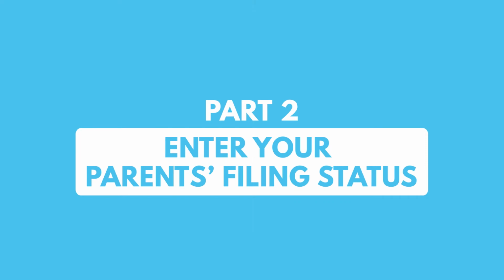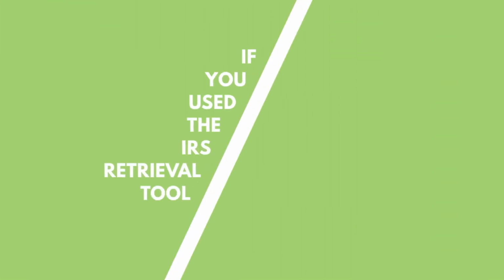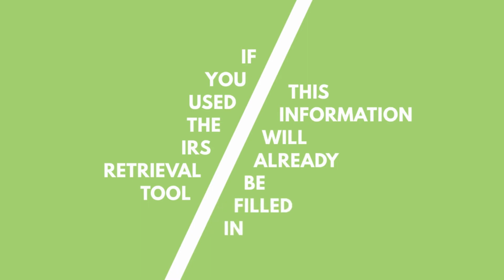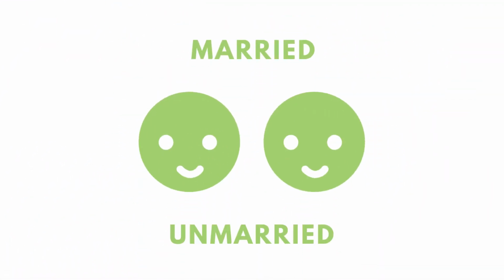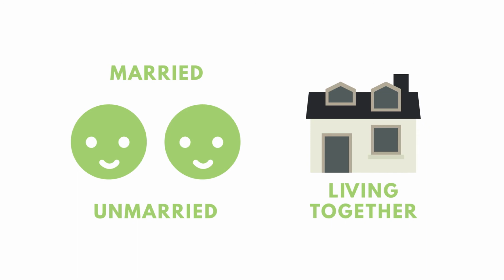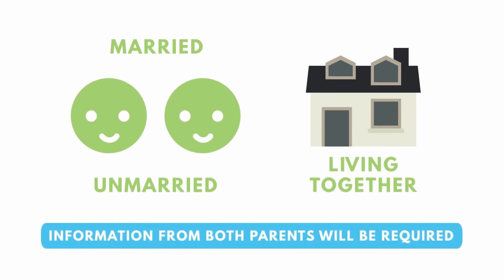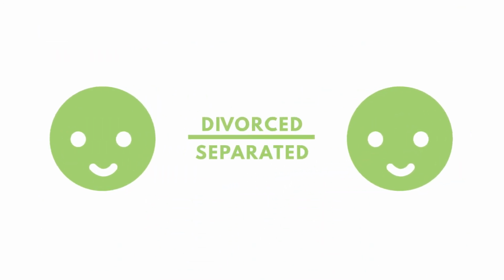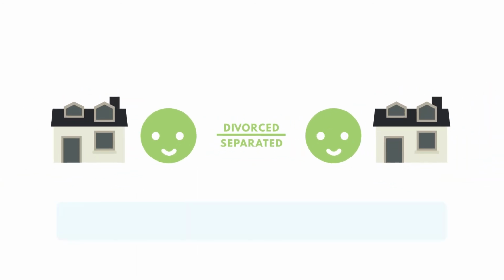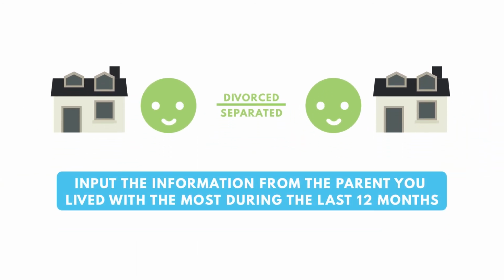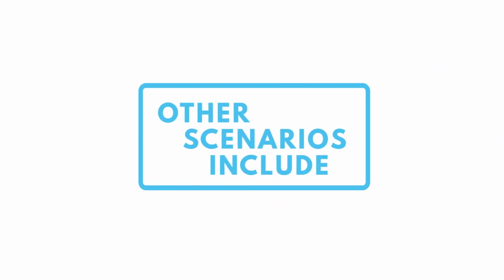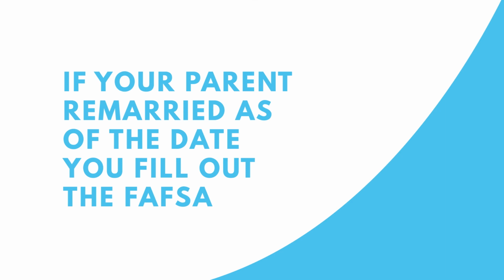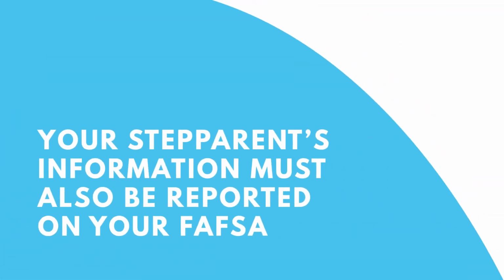Part 2. Enter your parents' filing status. If you use the IRS retrieval tool, this information will already be filled in. As a quick reminder, if your parents are married or unmarried but living together, information from both parents will be required. If your parents are divorced or separated and live separately, input the information from the parent you lived with the most during the last 12 months. Other scenarios include, if your parent remarried as of the date you fill out the FAFSA, your step-parent's information must also be reported on your FAFSA.